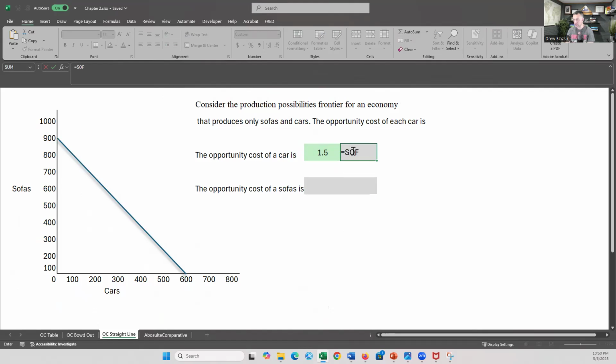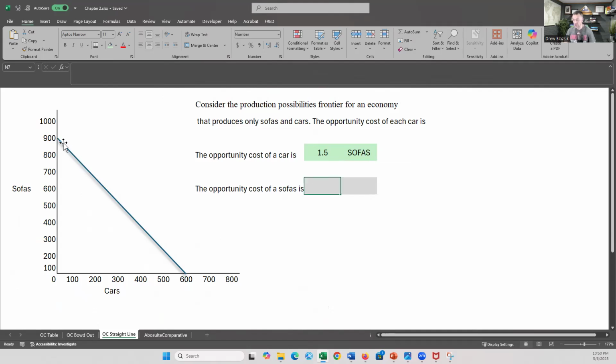Let's see if this works. Sofas. No, come on. There you go. So that would be the correct sentence structure. And then last, the opportunity cost of a sofa.